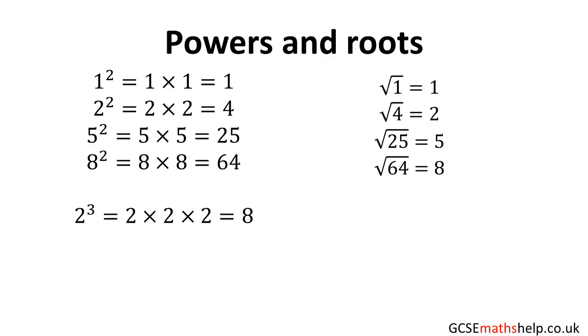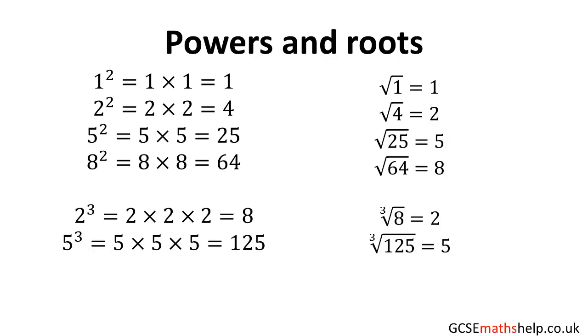Let's look at higher powers though, like cubes. 2 cubed means 2 times by itself 3 times, that's what the 3 indicates. How many times 2 has been multiplied by itself? 2 times 2 times 2 is 8. So the cube root of 8 means what number times by itself 3 times makes 8, and the answer is 2. 5 cubed means 5 times 5 times 5, so we get 125. So the cube root of 125 means what number times by itself 3 times gives you 125, and that's 5.